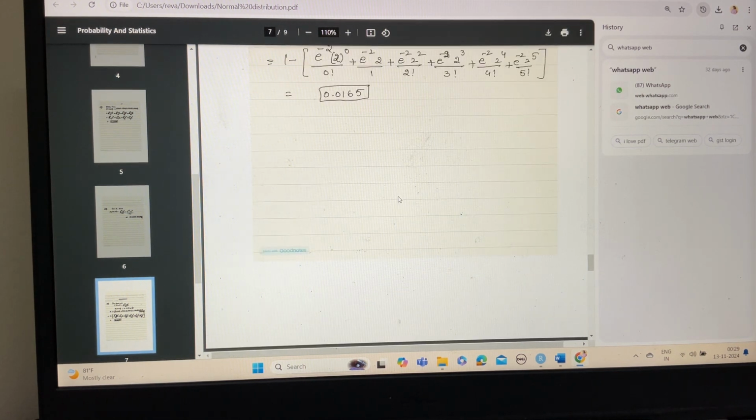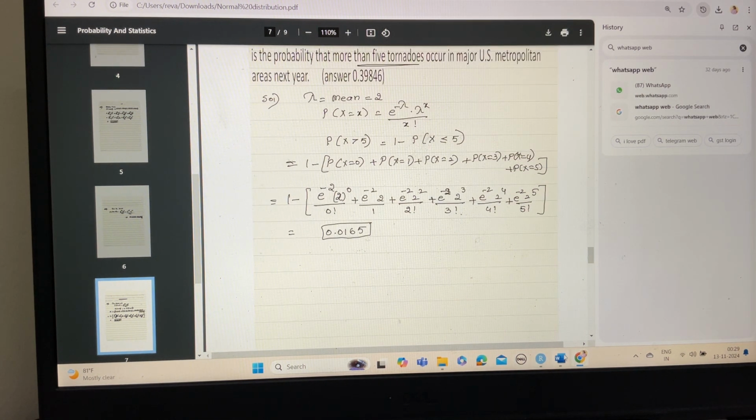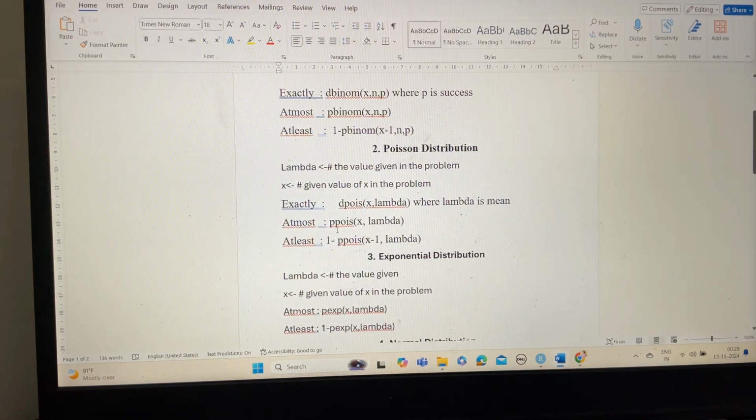I hope you could understand the Poisson also. So the command is for what? For at most, meaning less than or equal to, it is this one. For at least, meaning greater than or equal to, it is this one. And if we don't want greater than or equal to, we want only greater than, then it is just 1 minus ppois of x comma lambda.